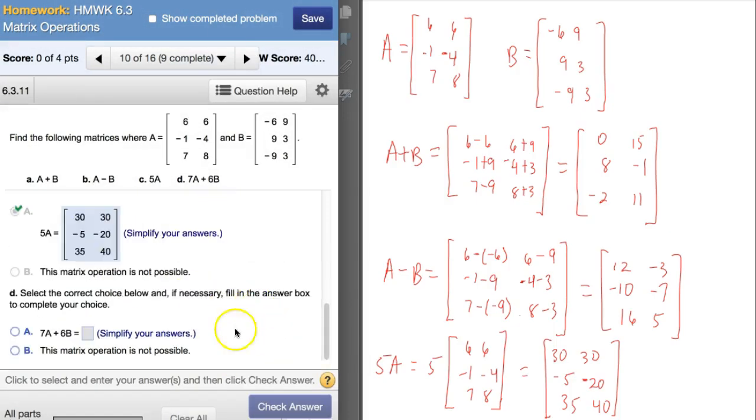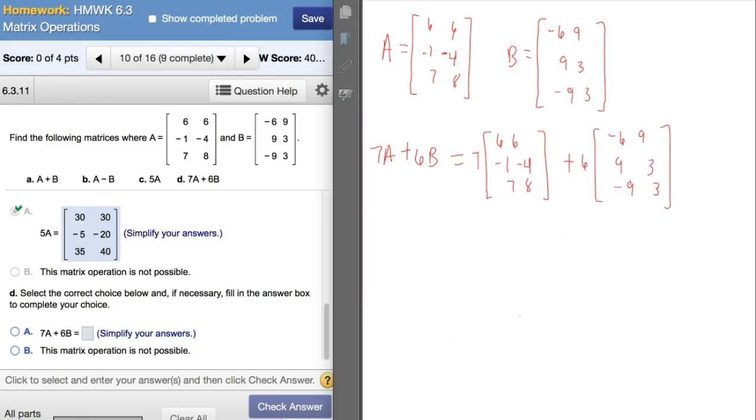Okay. So last thing we need to do now is the 7A plus 6B. So I'm going to erase most of this and just leave the A and the B, and then go ahead and form that matrix there. All right, so now we have 7A plus 6B, and we've written in everything. So now all we need to do is come and figure out what everything's going to be.